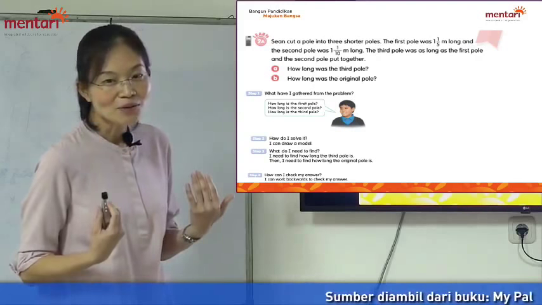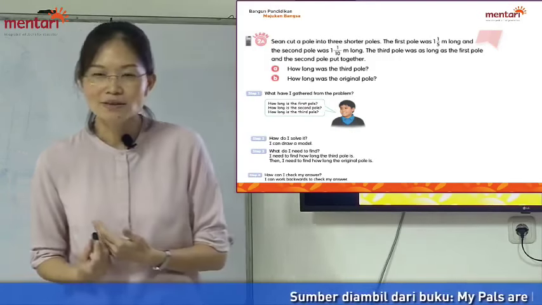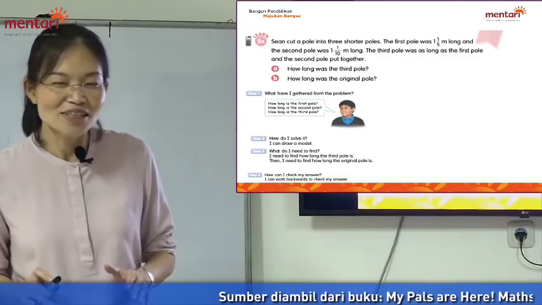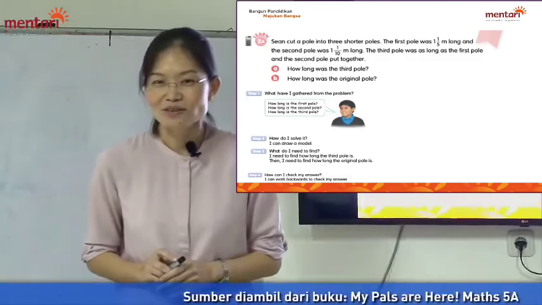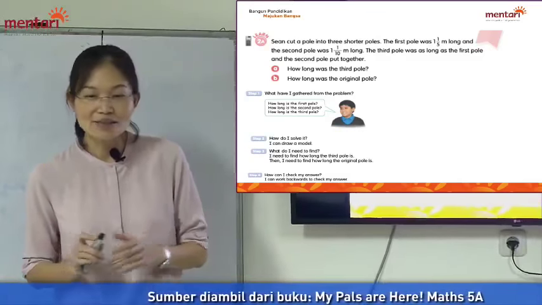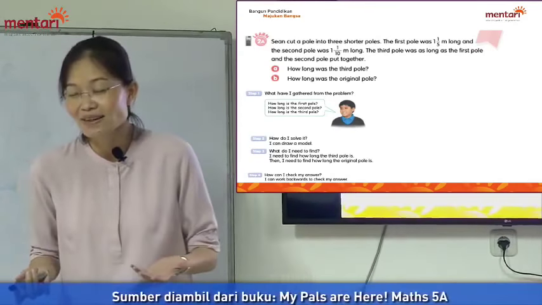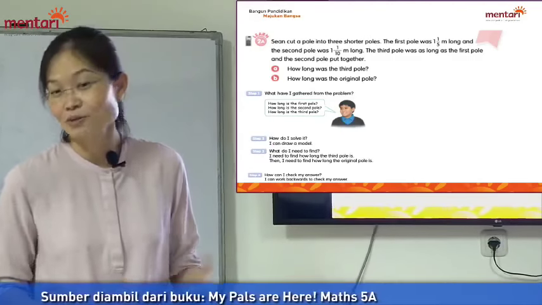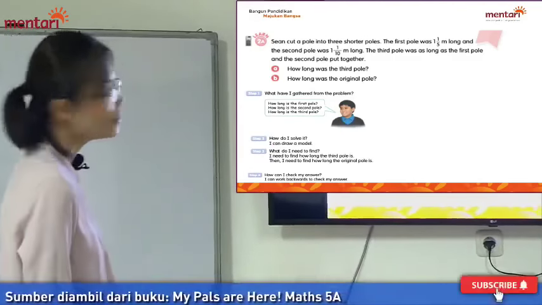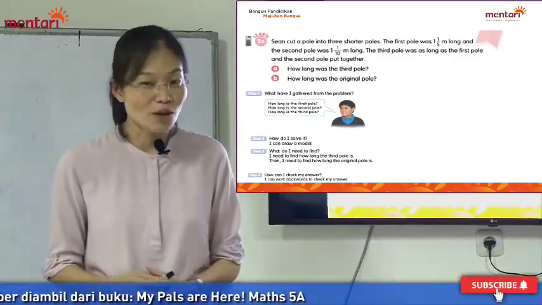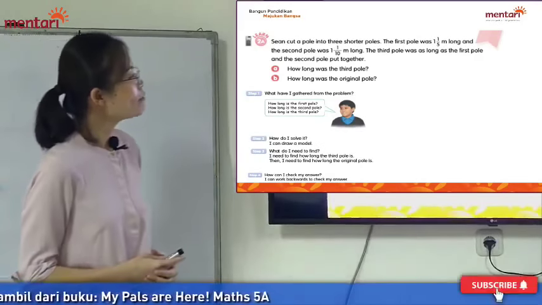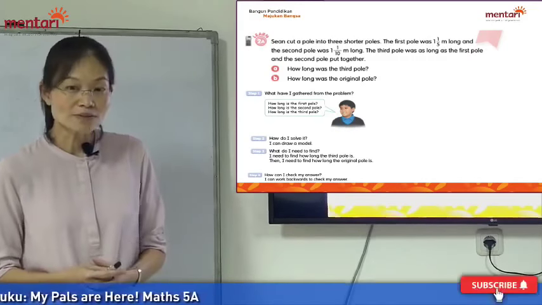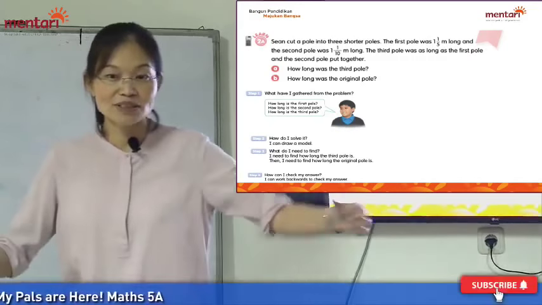If I were you, when I was a student, whenever I attempted a word problem, I didn't really rush to the question. I would read the story because I basically love stories, and it is just nice to move from one story to another. So let us read the story one more time. Sean cut a pole into 3 shorter poles. Do you know poles? Yeah, it is like a stick, you know, the flagpole.